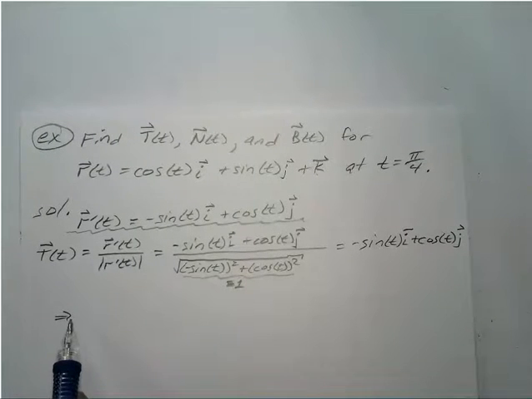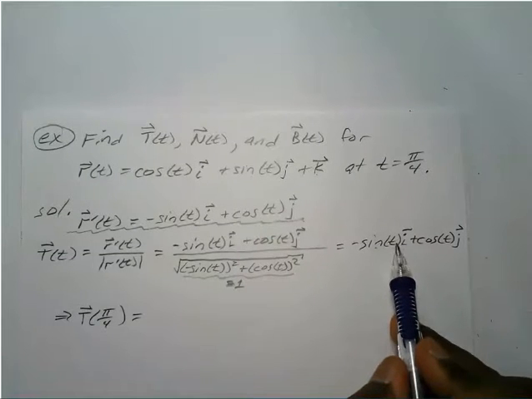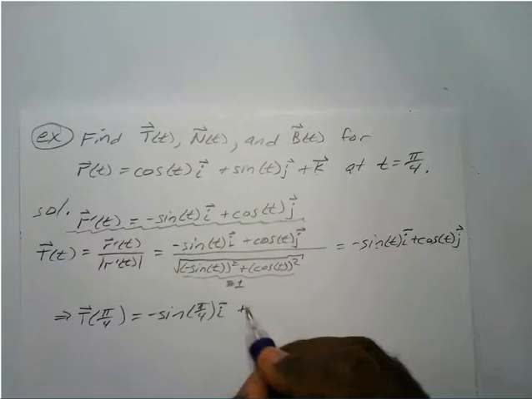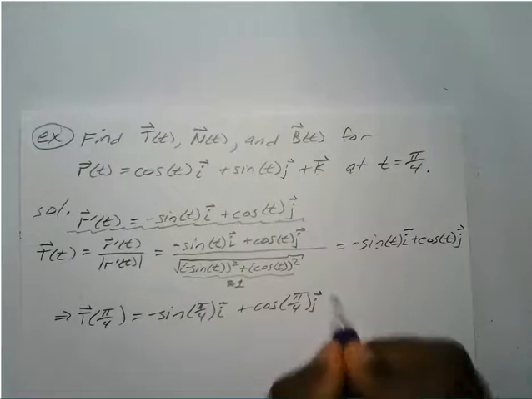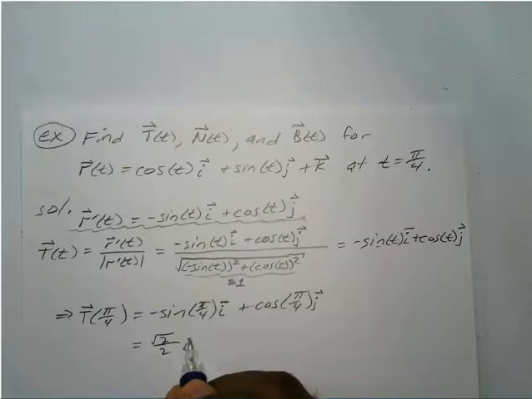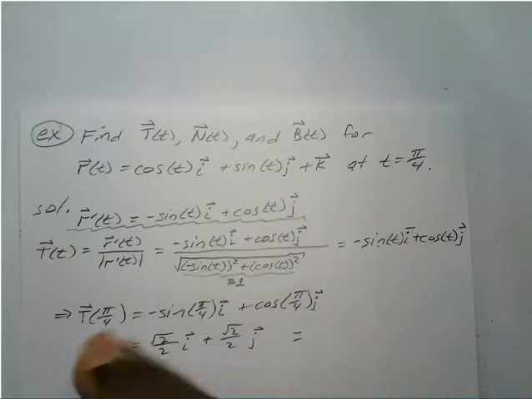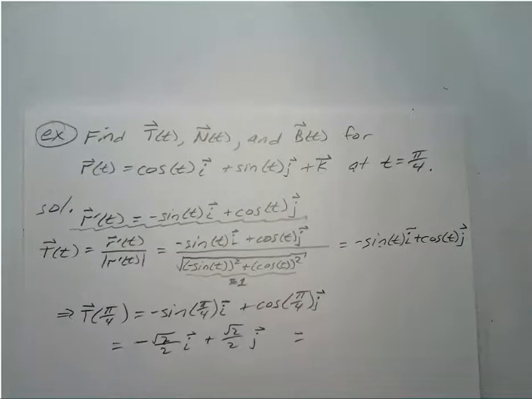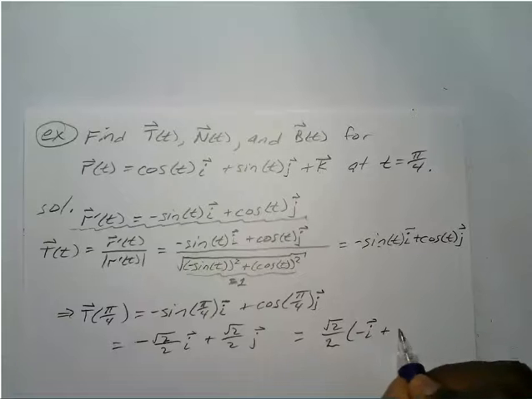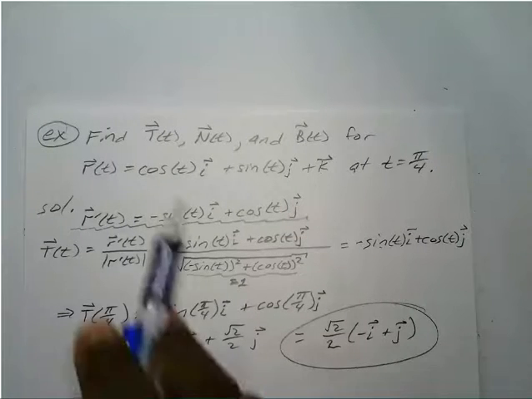Now to find our tangent vector at pi over 4, the tangent vector of pi over 4 is just equal to negative sine of pi over 4 times your i vector plus cosine of pi over 4 times your j vector. Okay, so that's going to equal negative square root of 2 over 2 times your i vector plus square root of 2 over 2 times your j vector. Oops, forgot my negative there. So that is going to equal, if you factor out the square root of 2 over 2, negative i vector plus j vector. Okay, so we found our tangent vector at pi over 4.